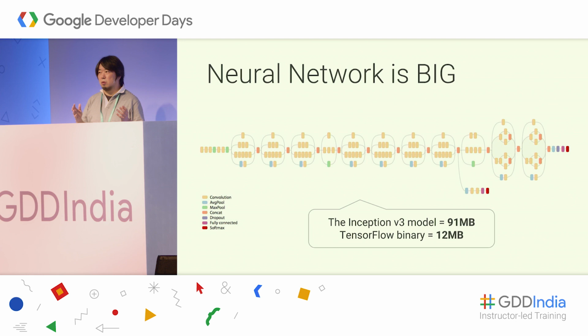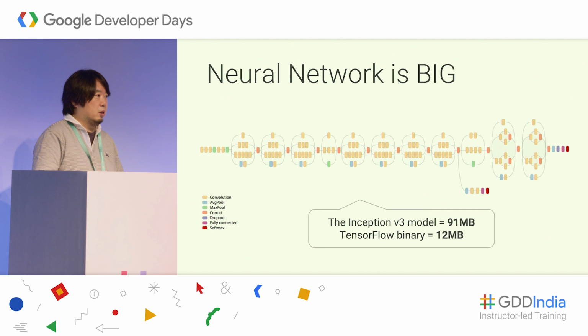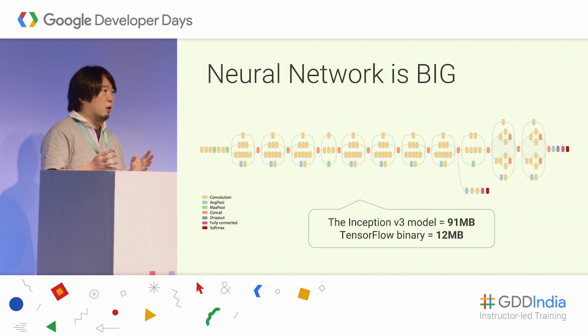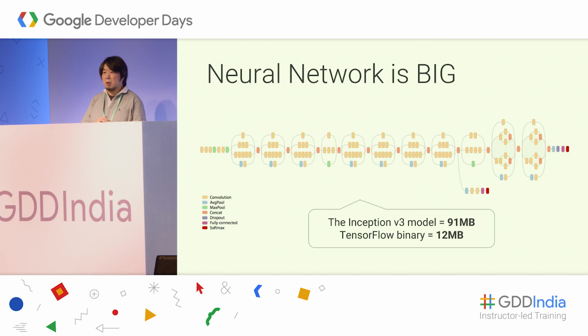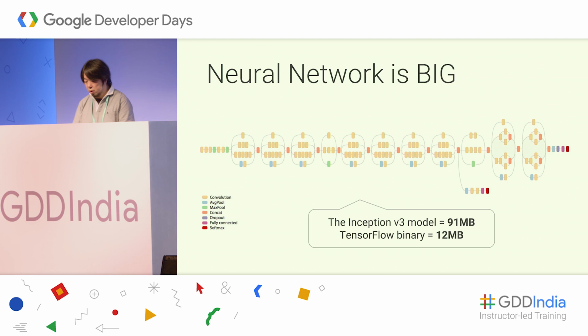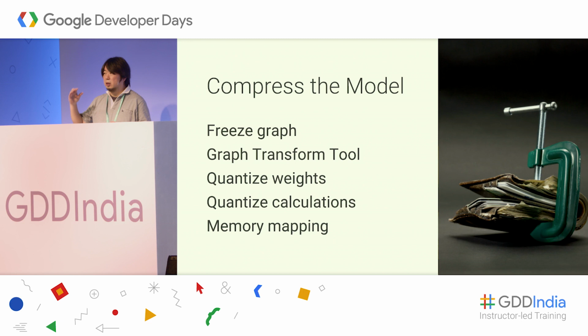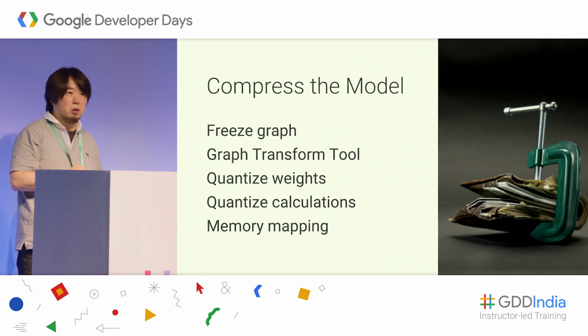And also the TensorFlow binary itself is too big. It's 12 megabytes by default. Recently we announced a new runtime called TensorFlow Lite, which is a topic of another session I will have this afternoon. But usually if you use the ordinary TensorFlow binary, it takes 12 megabytes. So you have to compress the model and the binaries. There are many different tips, tricks and techniques you can use to compress the model and the binaries to bring the technology into mobile form.